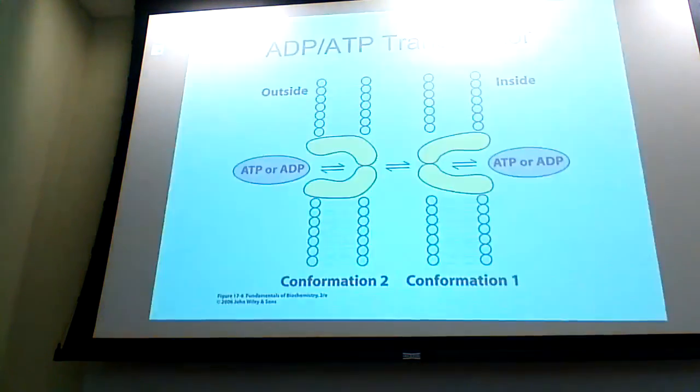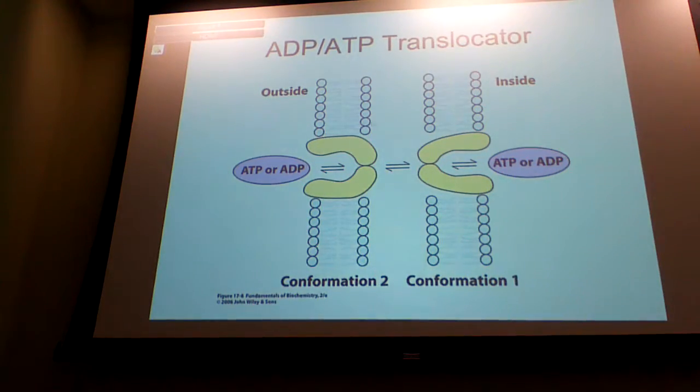So my translocator is in yellow, and this is outside to inside. I'm not quite sure why they drew some things, but they're showing that I can have ATP or ADP bind here, and it's going to transfer to the other side. I can have ATP or ADP down there, and it can transfer to the other side. And in the end, ADP is going to come in, and ATP is going to go out.